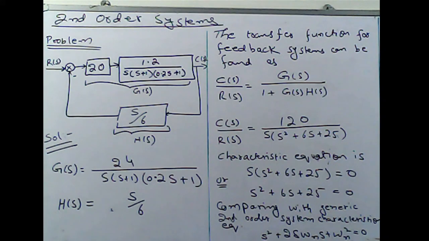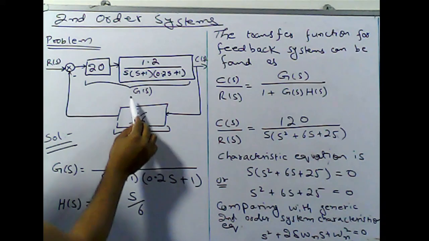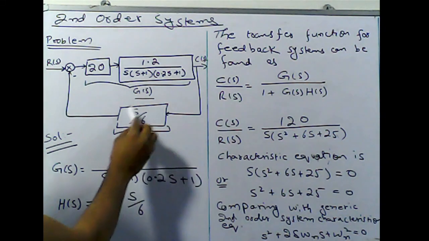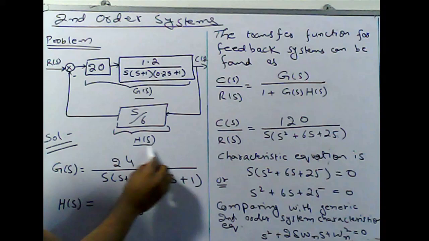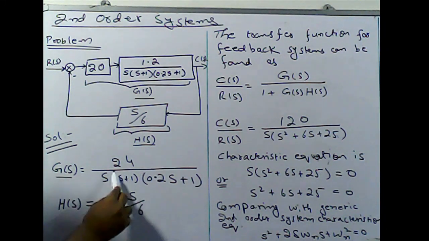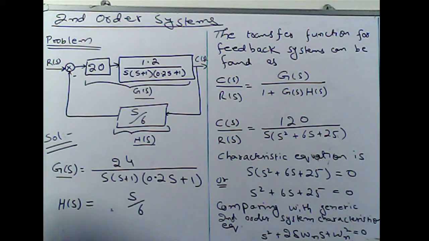First of all, let us assume that this is our feed forward transfer function which we are representing by G of S. Then assume this is our feedback transfer function which we are representing by H of S. So G of S is equal to 24 divided by S into S plus 1 into 0.2S plus 1, where H of S is equal to S divided by 6.